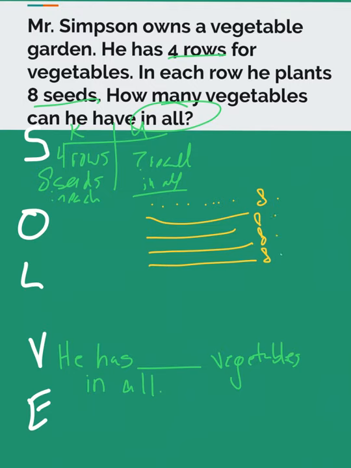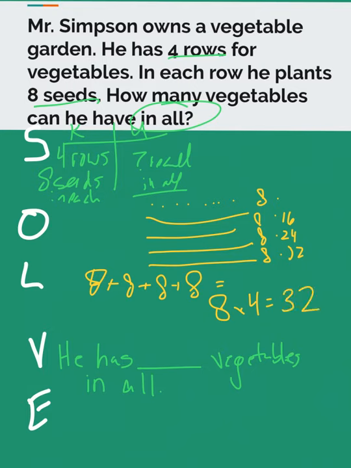And when we add the same number over and over again, that is called repeated addition. And repeated addition is just another word for multiplication. So if you need to, you could add these up, 8, 16, 24, 32. Or if you know your facts, which hopefully you do, 8 times 4 equals 32. So he has 32 vegetables, probably more specific, 32 seeds in all.